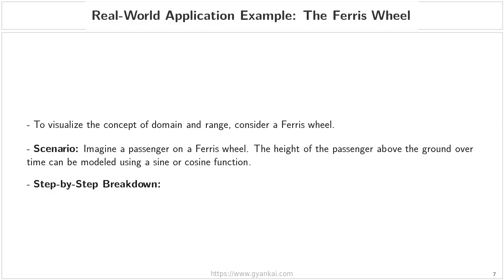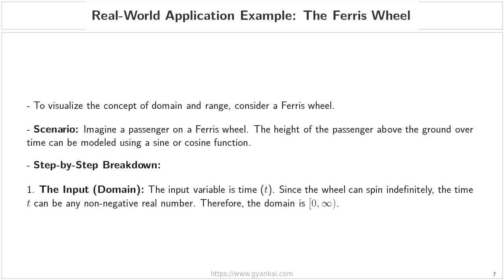Let's break this down step by step to see how this relates to the math we just discussed. First, let's identify the input, which represents our domain. In this scenario, the input variable is time, denoted by the letter t. Since the wheel can continue to spin indefinitely from the moment you start the ride, time can be any non-negative real number. Therefore, the domain is the interval from 0 to infinity.